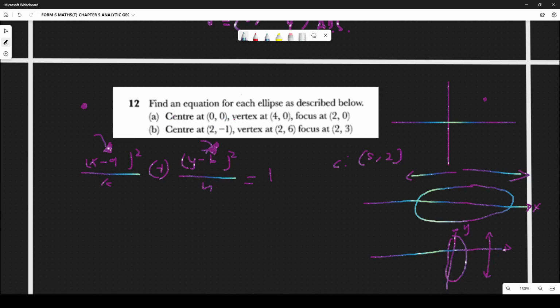So how do you know if it's a tall or fat potato? Look at the center, vertex, and focus, the values given here. If there is a consistent value on y, meaning the vertex, the focus, everything is on the same plane, what do you think?